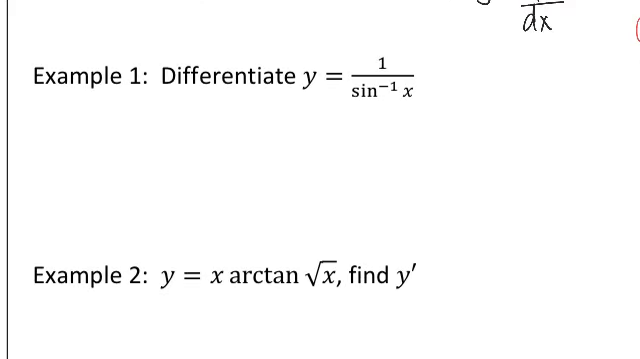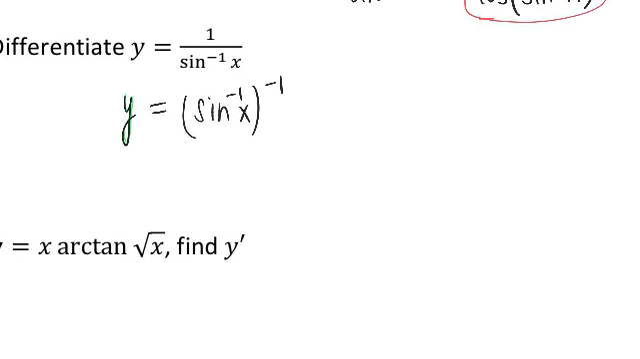Okay, let's do a couple examples. If you're differentiating a function y equals sine inverse of x, you're going to be using these new formulas with all the old formulas that you already know. This one, I would write as sine inverse of x to the negative 1. You can also use the quotient rule, but whenever you can write something to the negative 1 power, that's going to be easier than the quotient rule.